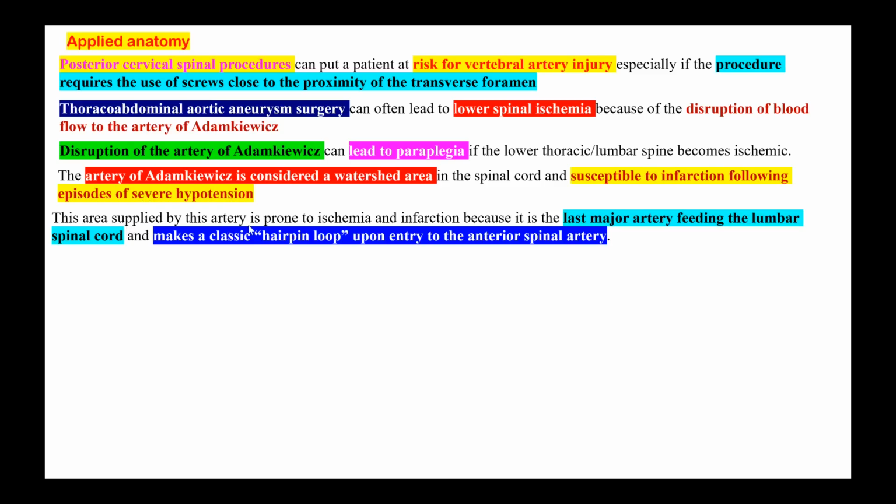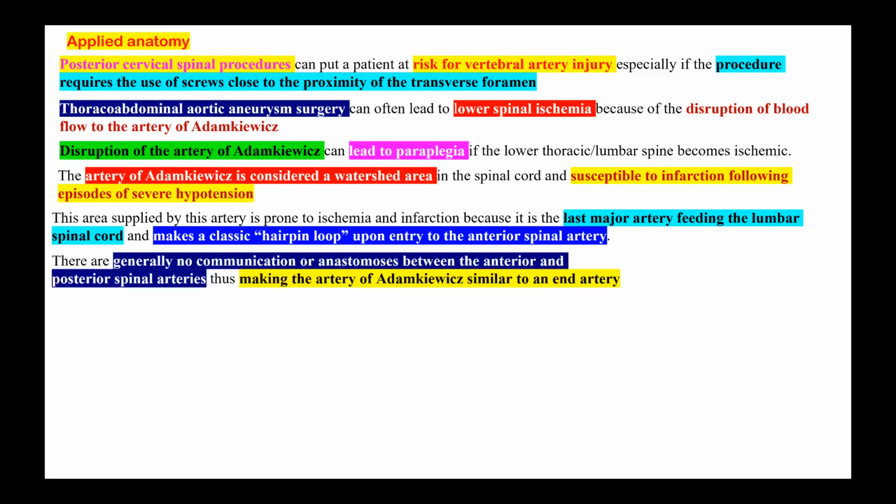And this area supplied by the artery is prone to ischemia and disruption because it is the last major artery feeding the lumbar spinal cord. It makes a classic hairpin loop upon entry into the anterior spinal artery. That is the reason why, even though it comes directly from the descending aorta, because of the hairpin bend it may get obstructed. And there is generally no communication or anastomosis between the anterior and posterior spinal arteries, making the arterial supply closer to an end artery.